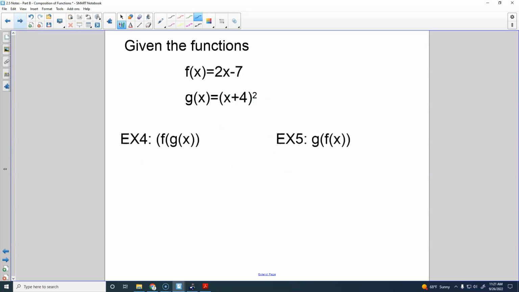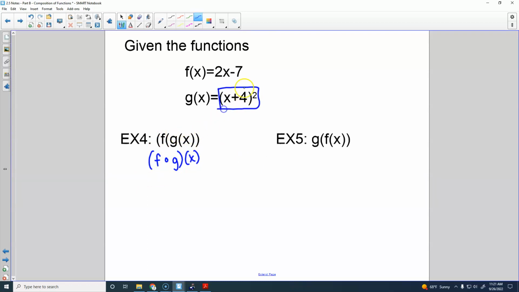All right. Okay. We've got 2x minus 7 and x plus 4 squared. It asks us for f of g of x and g of f of x. Did you guys see this notation? Yes. Did you see it like this? Yeah. Okay. All right. So I was making sure that both of those have been used because I did not go back and rewatch that video. I recorded it last year. So, all right, you may see either one of these.